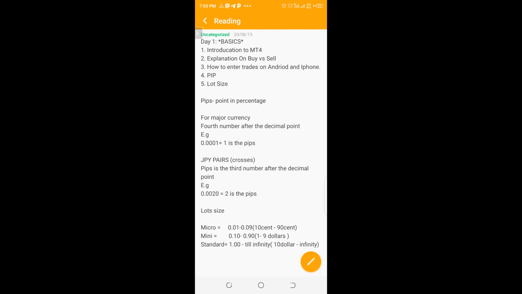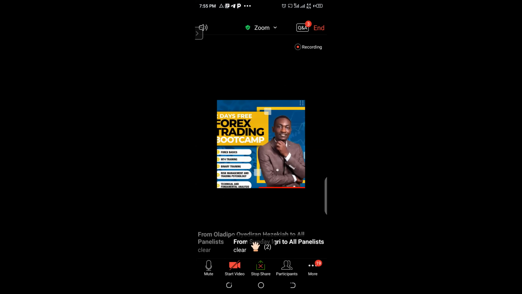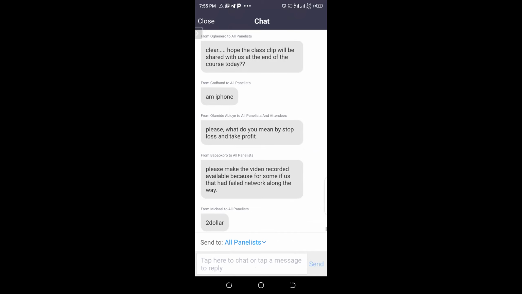If I'm using 0.20, guys, what am I going to be making per pip? What am I going to be making? If I am using 0.20, how much would I be making?